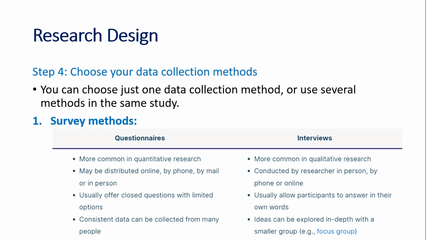So one method could be a survey method that could be done through questionnaires and interviews. And questionnaires are more common in quantitative research, while interviews are more common in qualitative research. So questionnaires may be distributed online, by phone, by mail, or in person. Usually they offer closed questions with limited options, and then you have to find a way, and you have to decide.